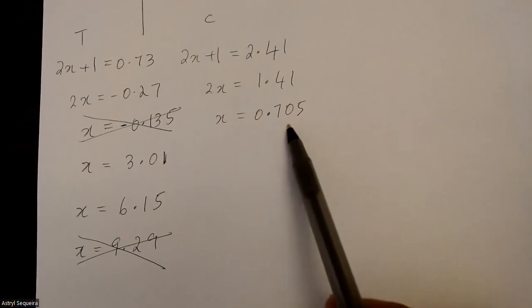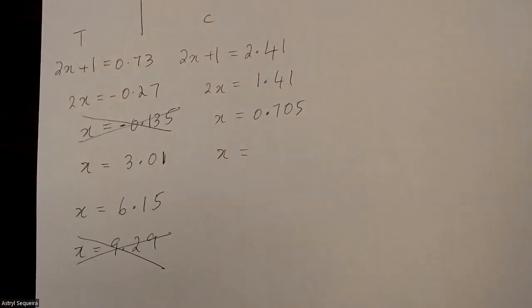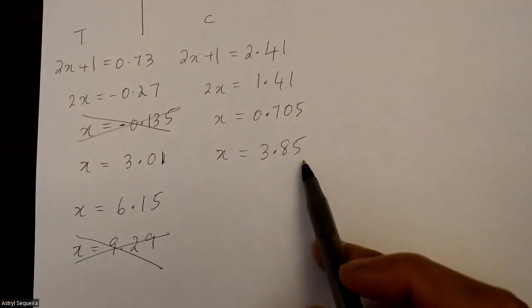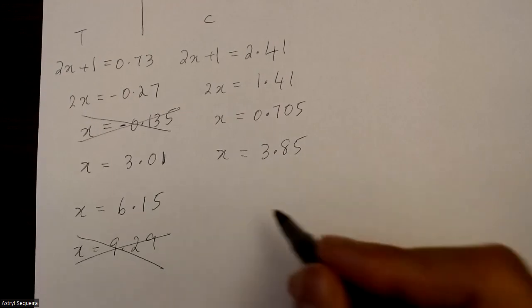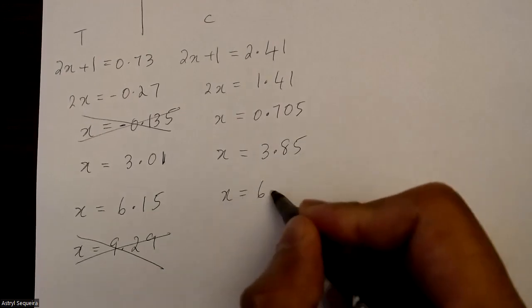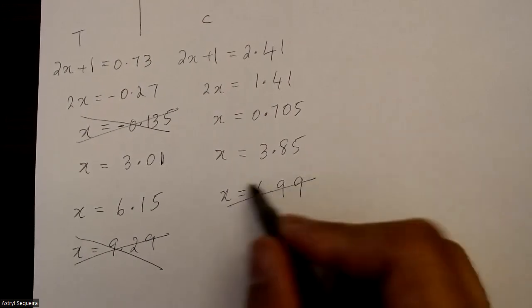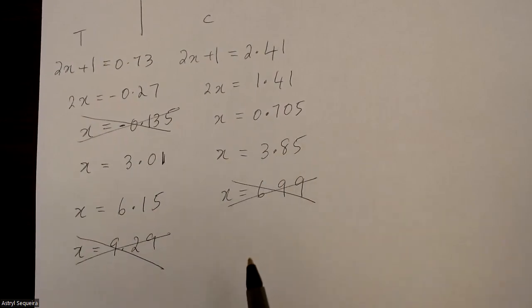This one here is a good solution. Again, it's between 0 and 2 pi. Let me add another pi, my period, to see what happens. 0.705 plus pi is 3.85. This is, again, a good solution. It's between 0 and 2 pi. Let me add another period. I get x equals 6.99, but again, this is too large. This is bigger than 2 pi. This is no good. So I have 4 good solutions in this question.